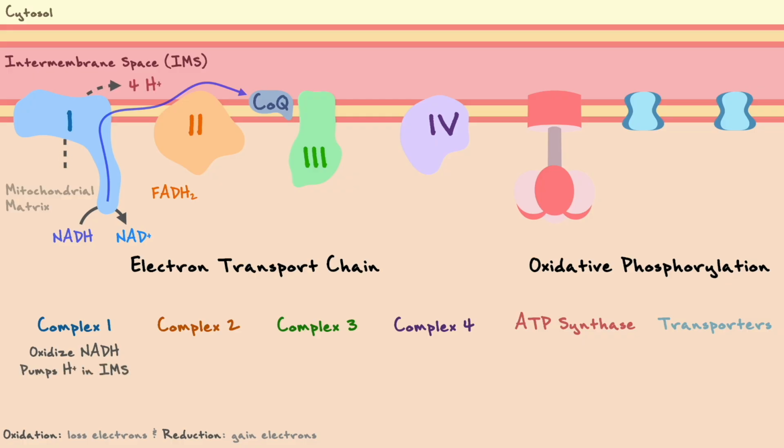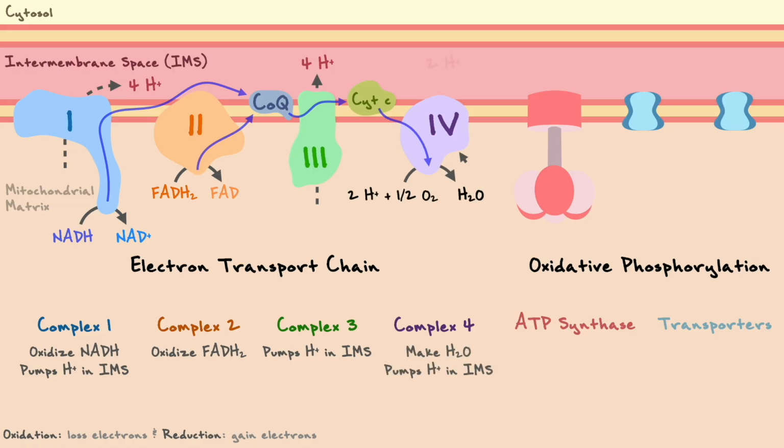Now, in a similar fashion for complex 2, the complex oxidizes FADH2 to FAD and transfers the electrons of this oxidation to coenzyme Q. The electrons from coenzyme Q are then passed on to cytochrome C to complex 3, which pairs this transfer to the pumping of protons in the intermembrane space. Finally, these electrons end up reacting with oxygen to produce water in complex 4, which here again generates enough energy to pump protons in the intermembrane space.